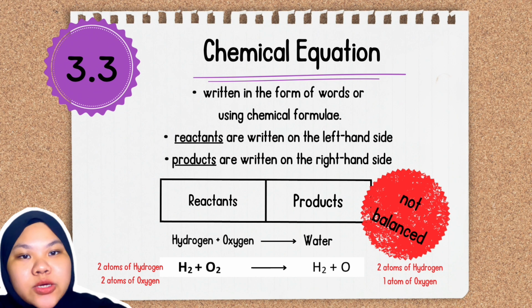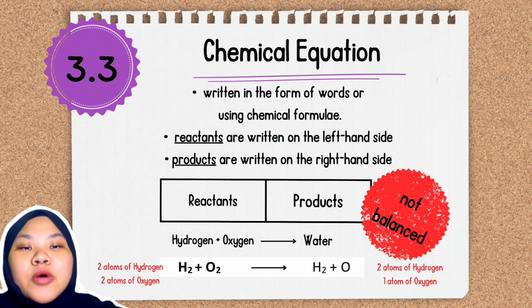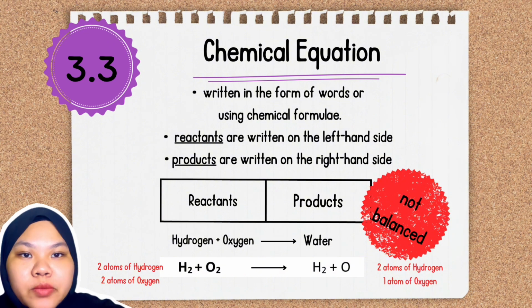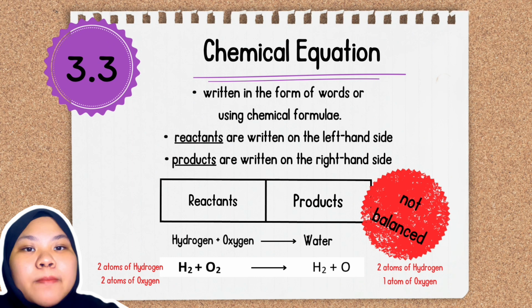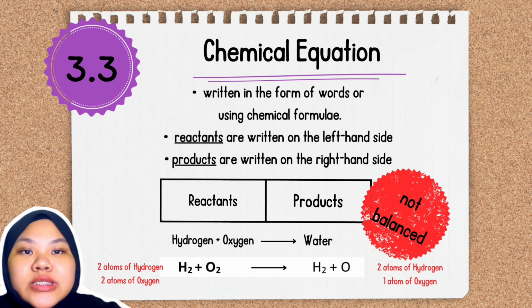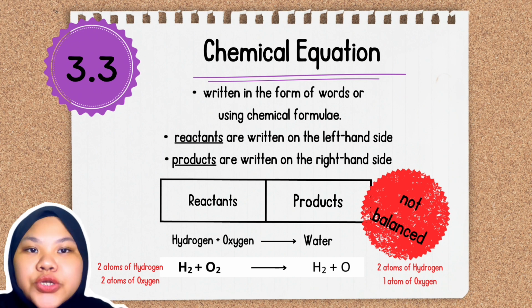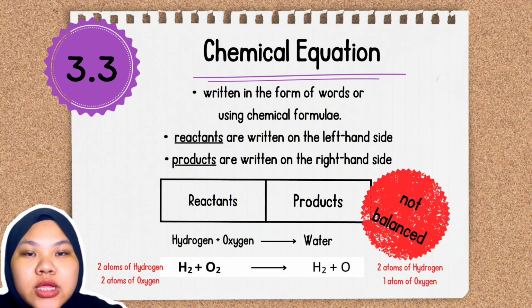Then, chemical equation. A chemical equation is written in the form of words or using chemical formula. Reactants are elements that react with one another, and products are what is produced from the reaction. For example, 2 atoms of hydrogen and 2 atoms of oxygen react together to become H2O, water. But the equation is not balanced yet.